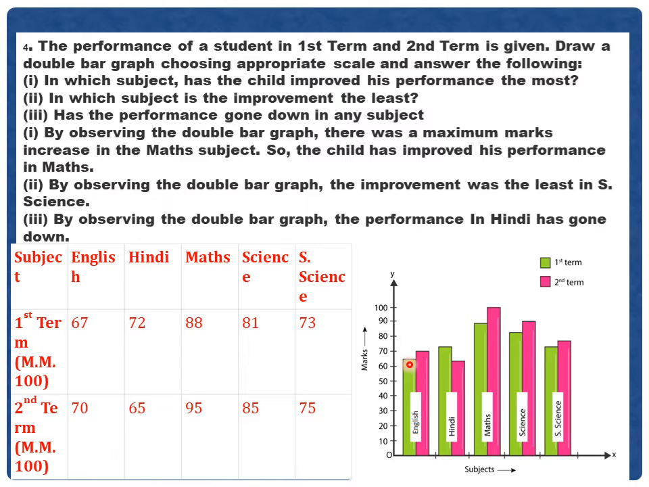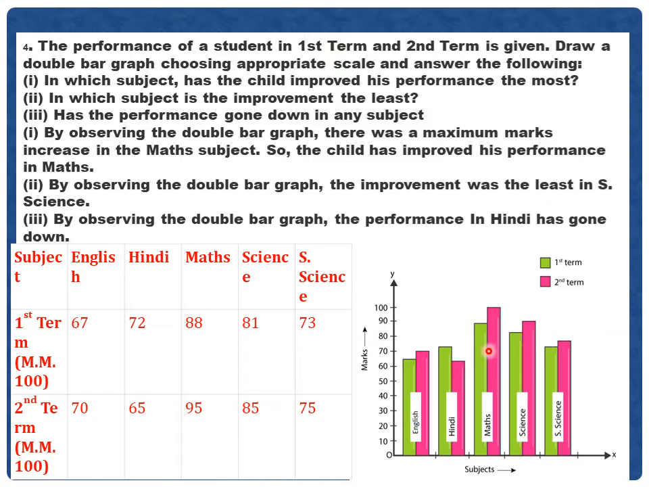We are drawing the bar graph first. So here it is 67 and then 70. The difference is 3 only. Then for Hindi it decreases. In the first term it is 72 and then it is 65. Then in mathematics, in the first term it is 88, then it is 95. So here it is improved the maximum. How much is it? 7 marks improved. Science, it is 81 and 85. The difference is of 4 marks. And here again, in the first term it is 73 and in the second term it is raised to 75.